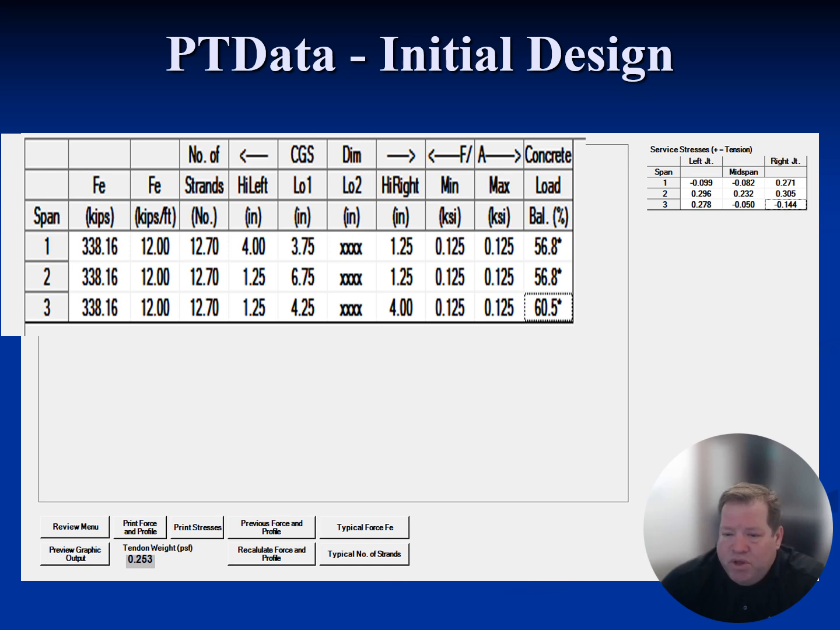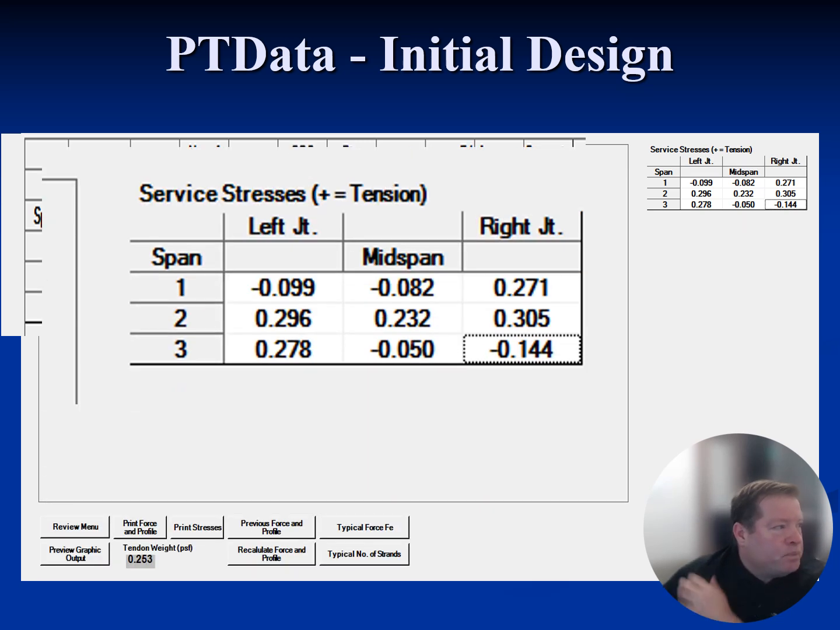The other aspect of this particular initial design is the fact that the stresses are all working. The 6 square root of f'c of 5,000 is 0.424 ksi, or 424 psi. The worst case we are is right there, 305. So we're still about 100 psi less. So we satisfy stresses and then some, but our balance loads are a little on the low side.